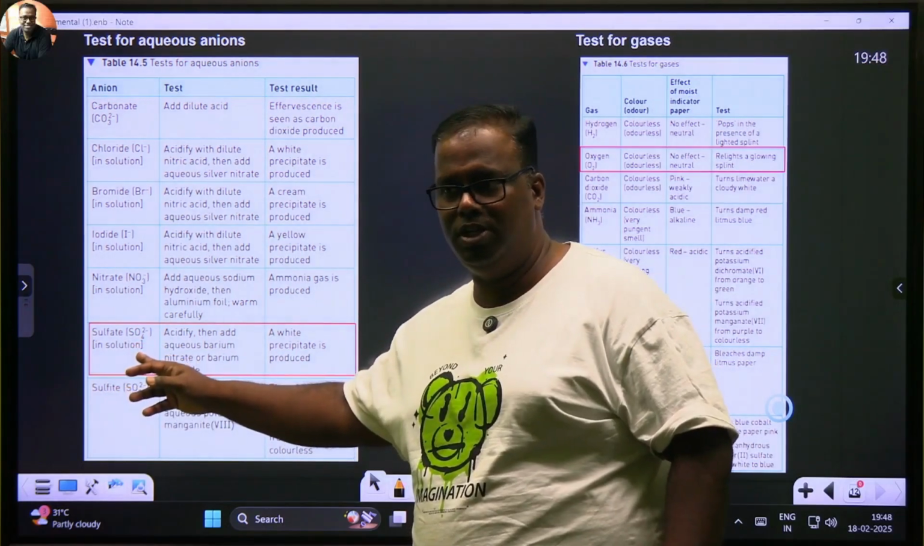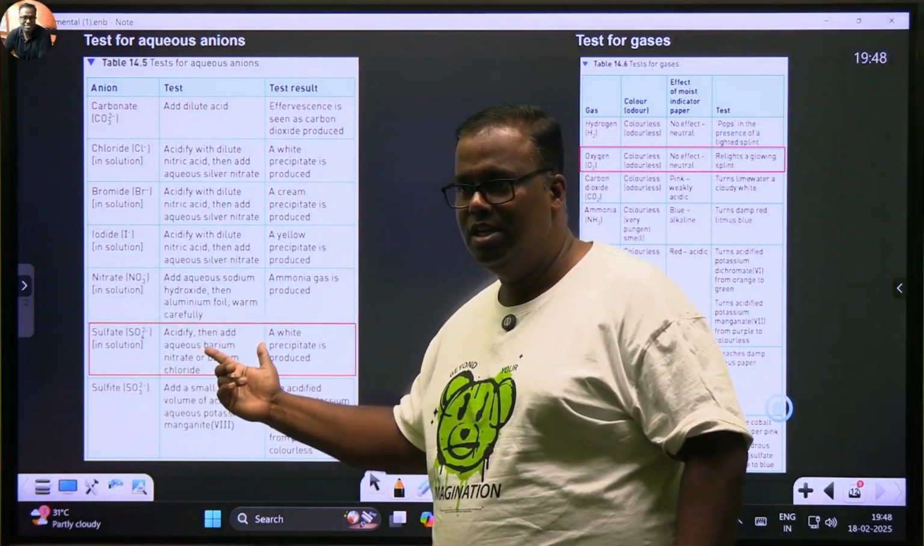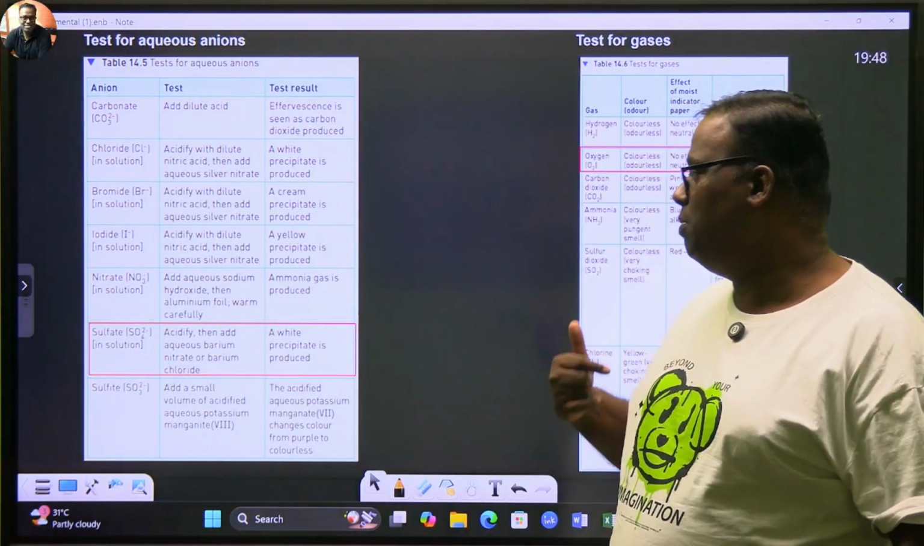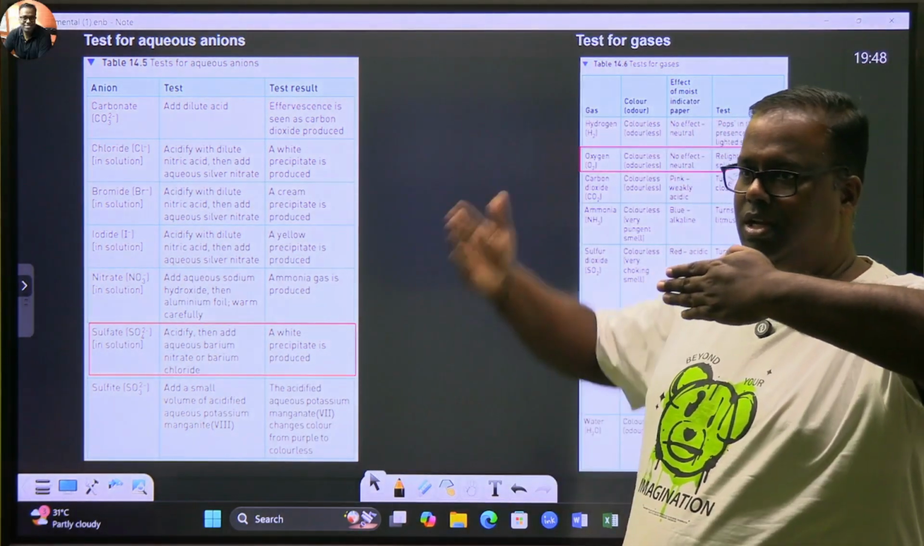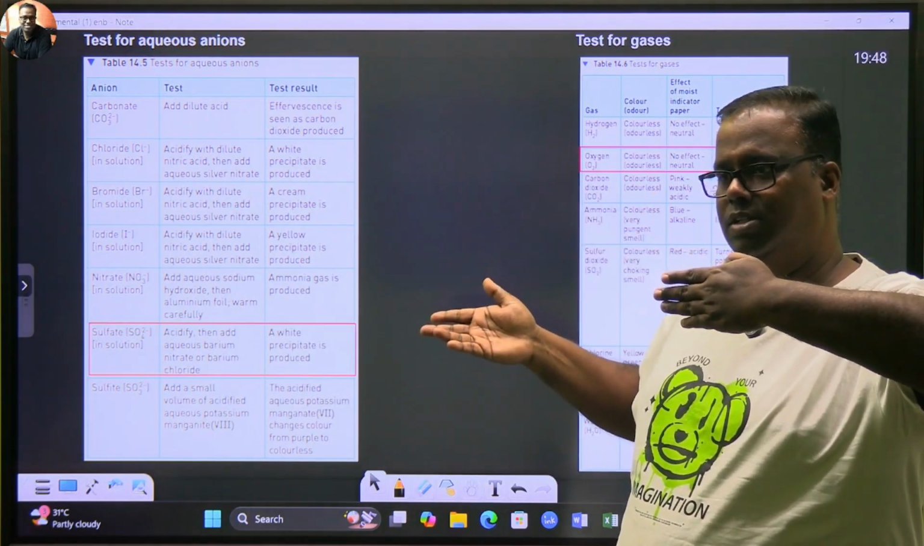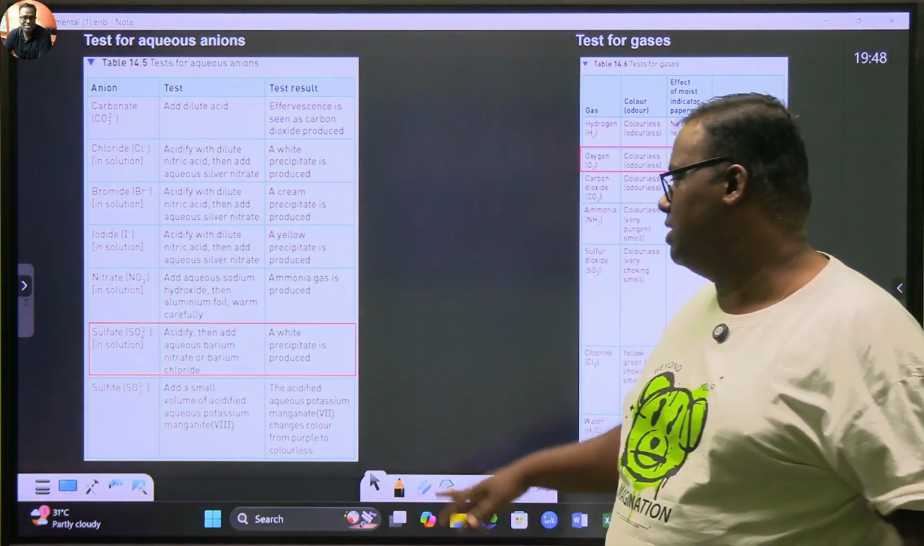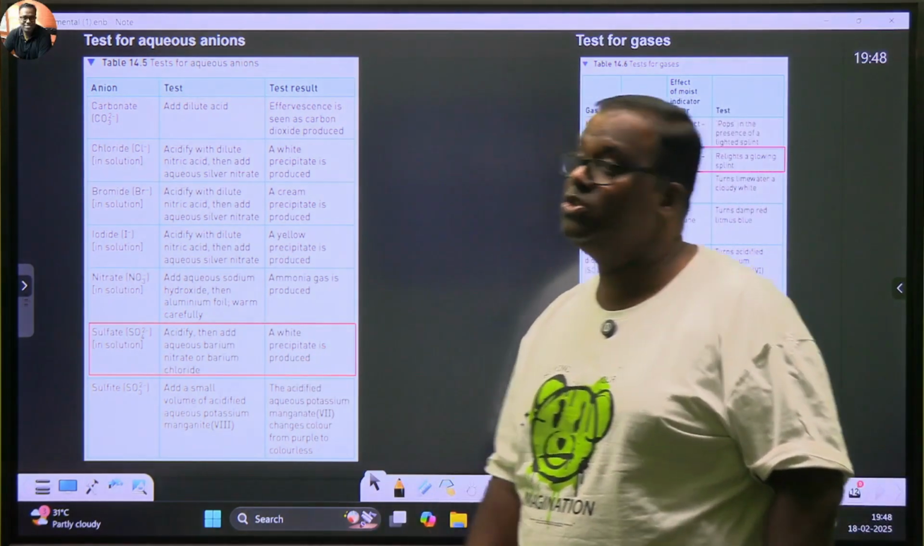You have got sulfate out here. You are first acidifying it, and then you are treating it with what? Barium chloride. So if you take barium chloride, it will give you barium sulfate. They will just interchange their ions. A white precipitate is formed. That shows it is sulfate.